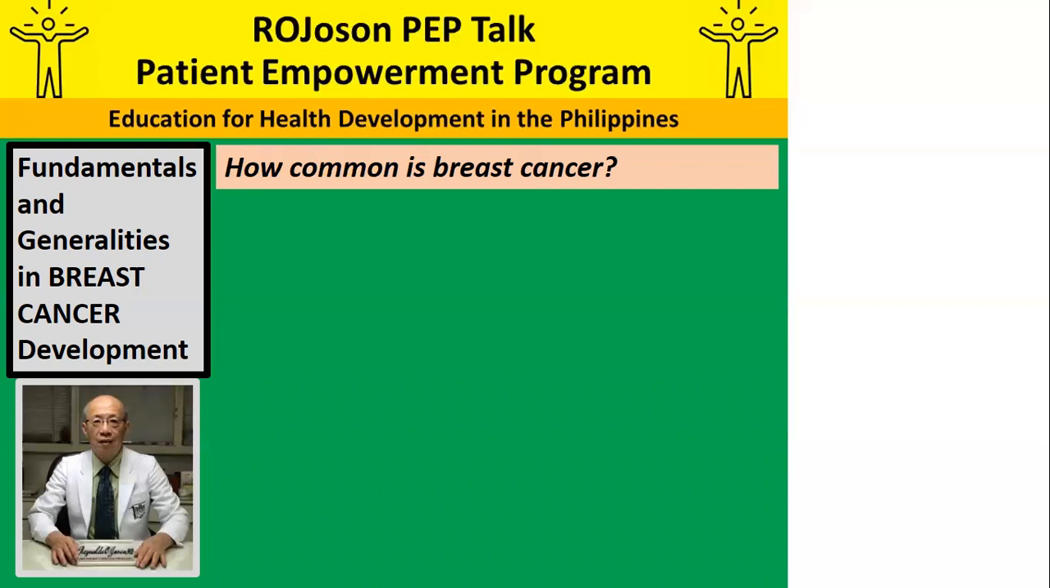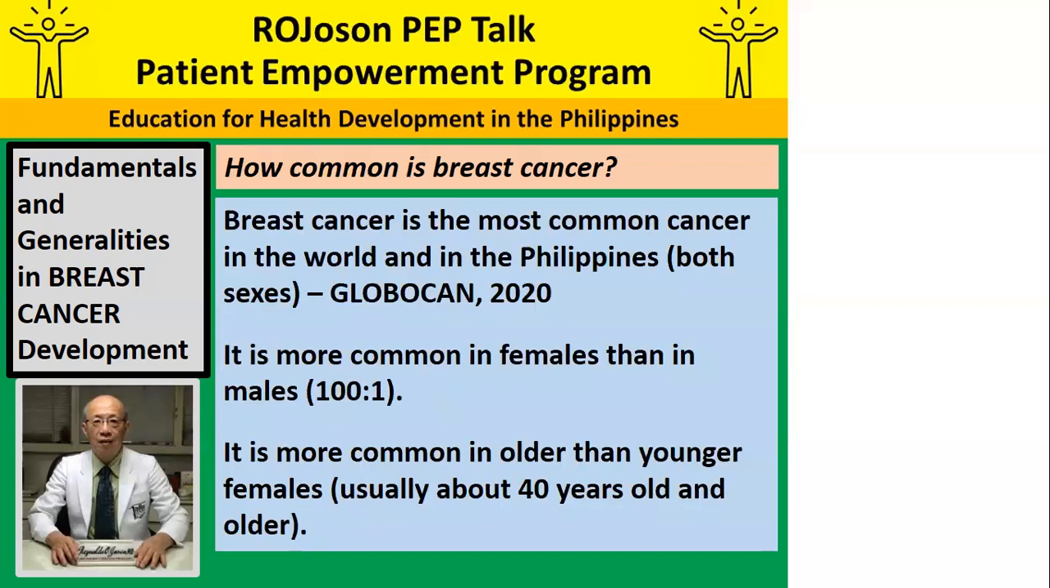How common is breast cancer? Breast cancer is the most common cancer in the world and in the Philippines, in both sexes, male and females. It is more common in females than in males, at the ratio of 100:1. It is more common in the older than younger females, usually about 40 years old and older.